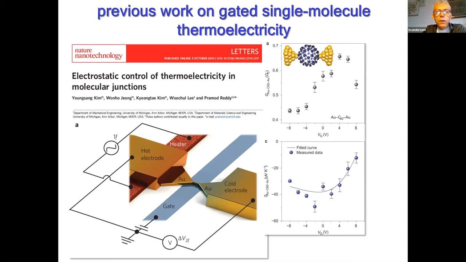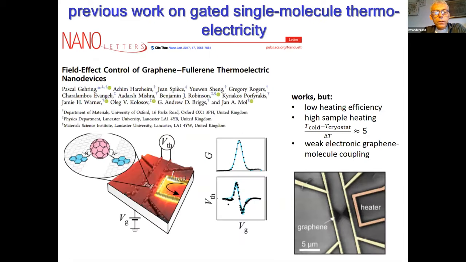The next example is done by the people in Oxford. There you already see Pascal Gehring being part of it.